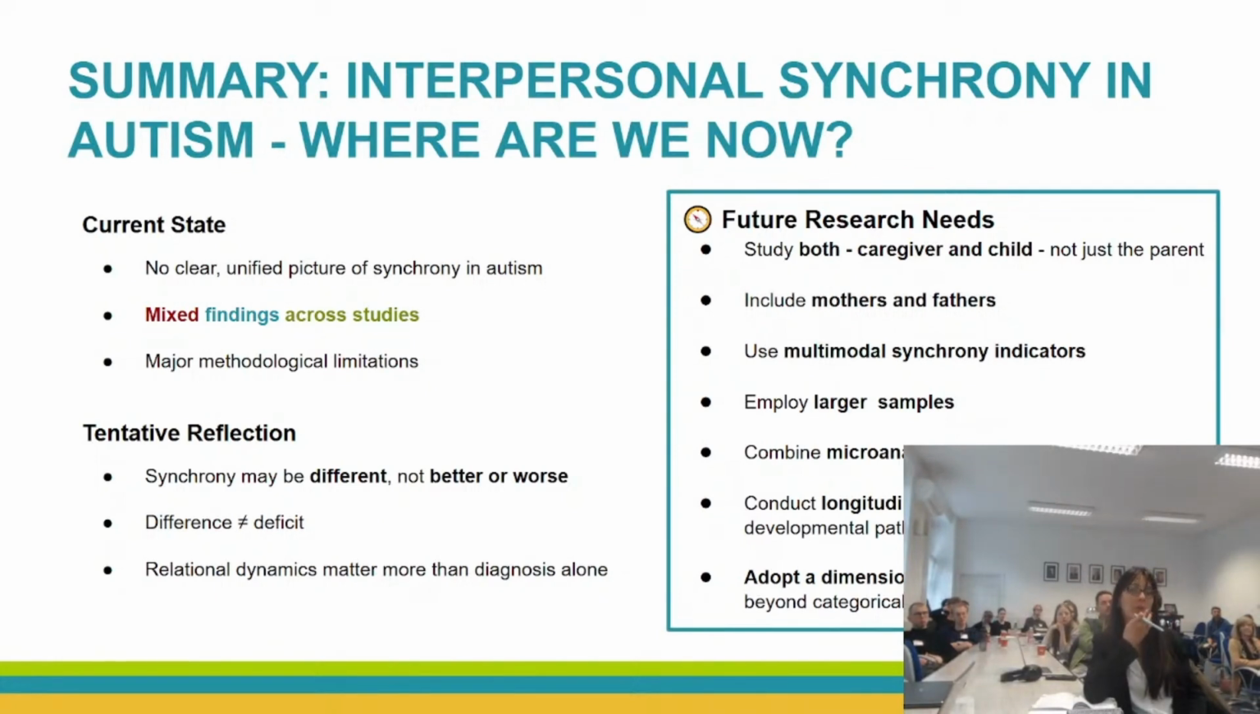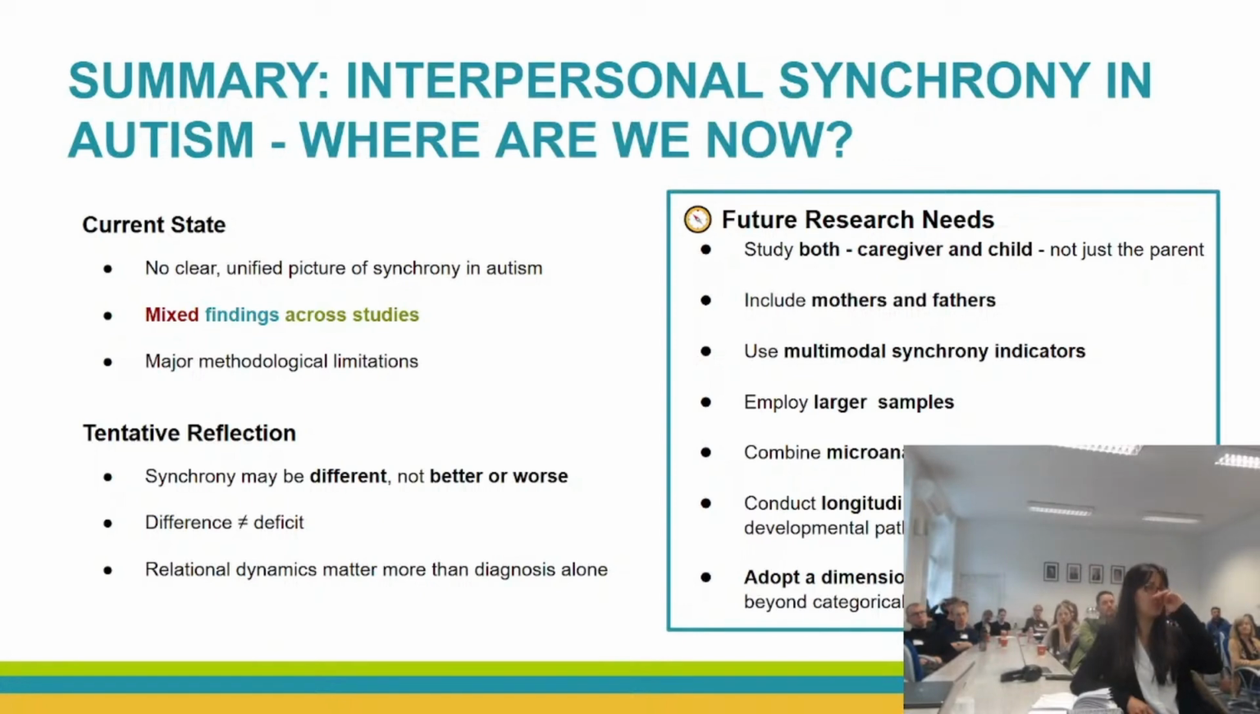So this variability isn't noise, it's a signal for us. It tells us that synchrony is dynamic, context-sensitive, and shaped by both partners and their environment. From what we know, we can cautiously suggest that synchrony in autism is likely different, not worse, not less, and these differences may reflect alternative relational patterns, not deficits.